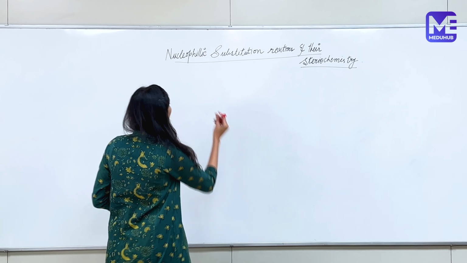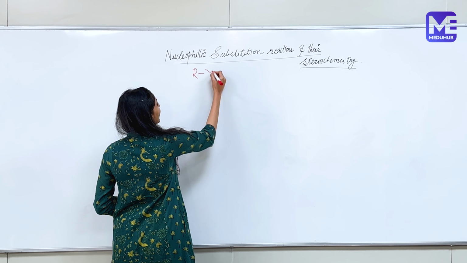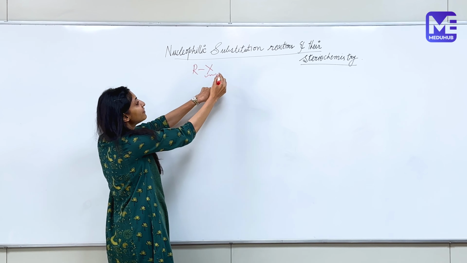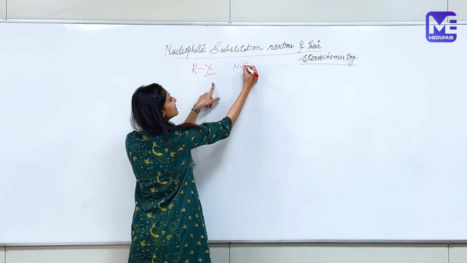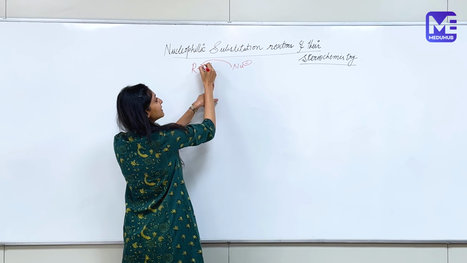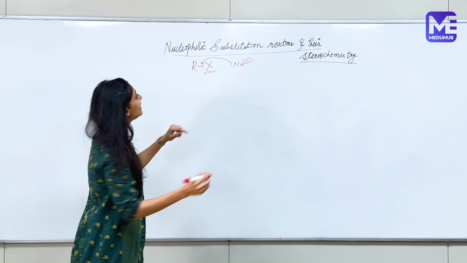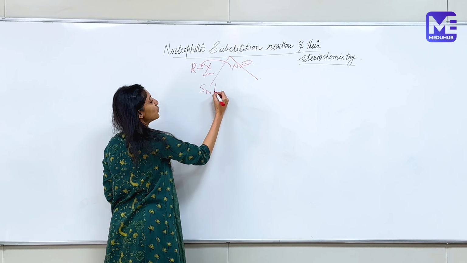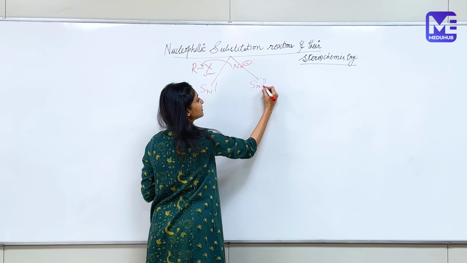Today we are going to talk about nucleophilic substitution reactions in alkyl halides and their stereochemistry. In alkyl halides, let's say RX, the halide group leaves, and in a nucleophilic substitution reaction, a nucleophile, which is an electron-rich species, replaces it. Nucleophilic substitution reactions in alkyl halides are of two types, SN1 and SN2 reactions.